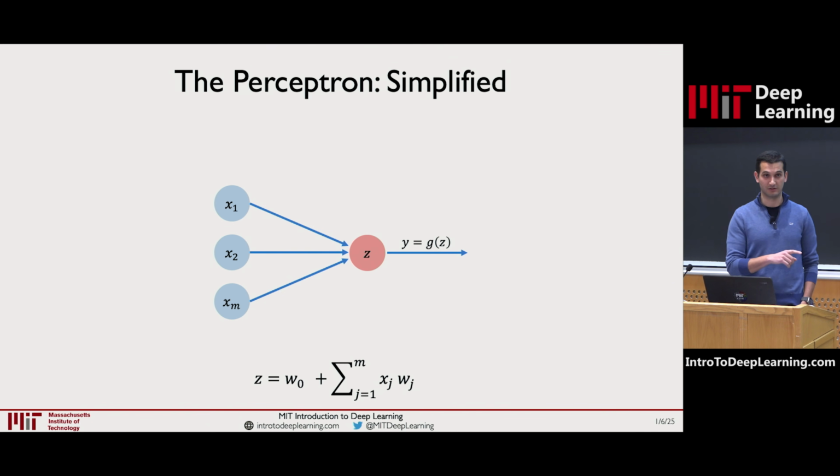Now, Z here is going to be the result of that term. It's going to be the result of the dot product plus the bias. It's going to be before the nonlinearity G. Okay, so we will then pass Z through G, and that will give us Y. And you can see that represented right here.